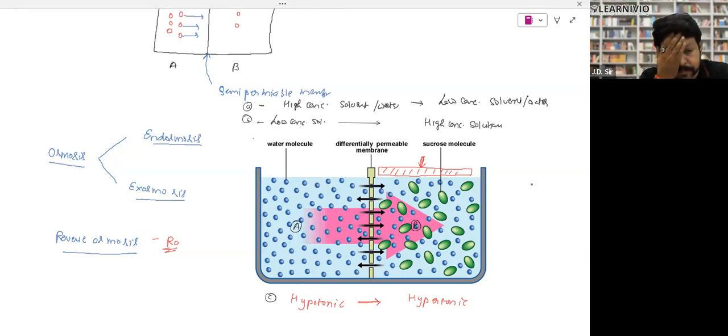Done? Yes, sir. Martin, done? Yes. Please start noting down. Osmosis can be asked for a 3-marker question, right? This is important. And you have to draw this diagram if they ask you what is osmosis. Please note down.